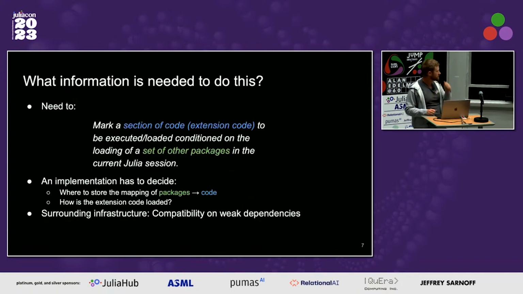So what information do we need to give to be able to do this? Well, we need to mark a section of code, I call it the extension code, to be executed or loaded, conditioned on the loading of another set of packages in the current Julia session. So if you want to implement this, you have to decide where you store the mapping of these other packages to the code that's going to run when they are loaded, and how this code is actually going to get loaded. And then some surrounding infrastructure: you might want to set compatibility on these weak dependencies. So even if you're not depending on them directly in a strong sense, you're still going to extend their methods, and so you're still vulnerable to compatibility issues.